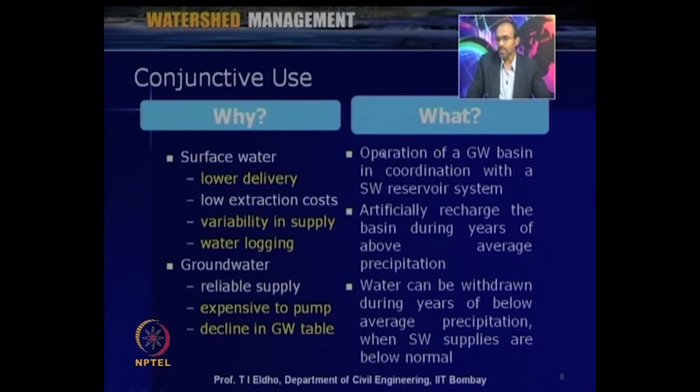And then, what is conjunctive use? As I mentioned, it is the operation of a groundwater basin in coordination with a surface water reservoir system. So, we are operating surface water and groundwater together, and for groundwater, we artificially recharge the basin during the years of above average precipitation. When sufficient surface water is there, we go for more artificial recharge so that we can use it later. Then water can be withdrawn during the years of below average precipitation, when surface water supplies are below normal. So, that is the answer to why we are going for conjunctive use and what conjunctive use is.